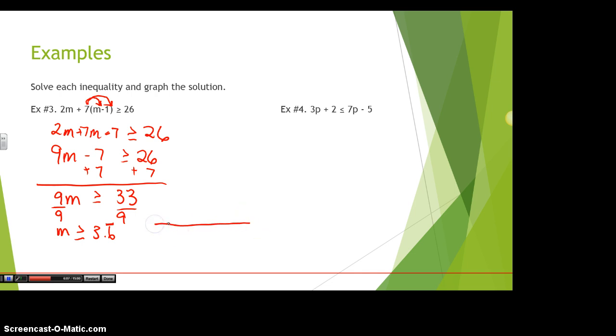On my number line, I have 3. I'll do 3.5, 4, and 4.5. 3.6 repeating is about right here. So now, if m is greater than or equal to 3.6 repeating, I'm going to have a shaded in circle at 3.6 repeating. If m is greater than or equal to that, I'm going to shade to the right. So here is my answer that I solved for the inequality, and here is my graph.